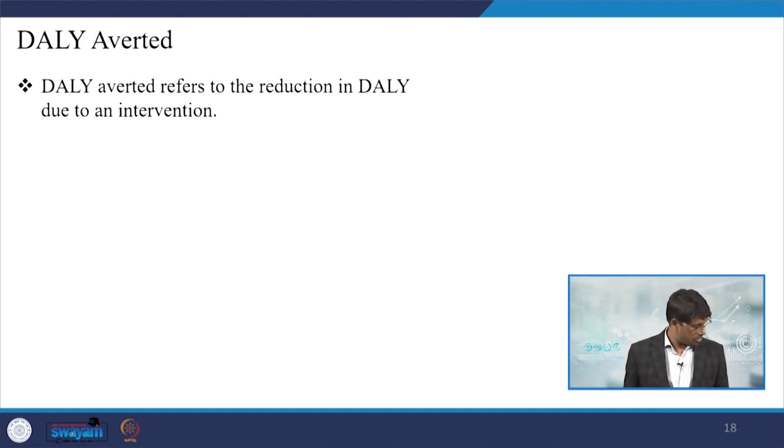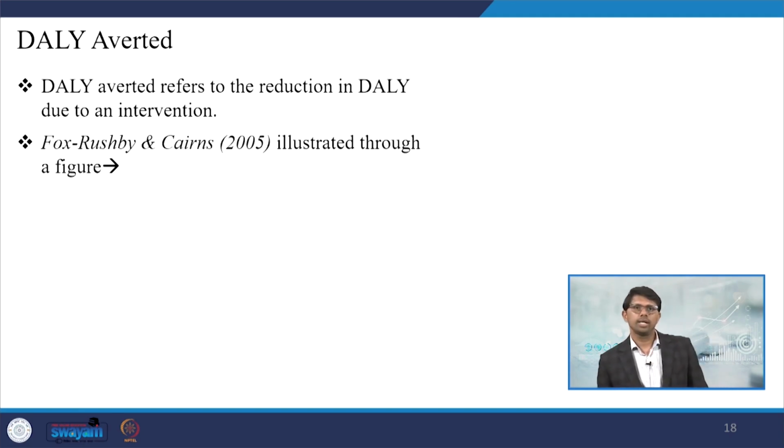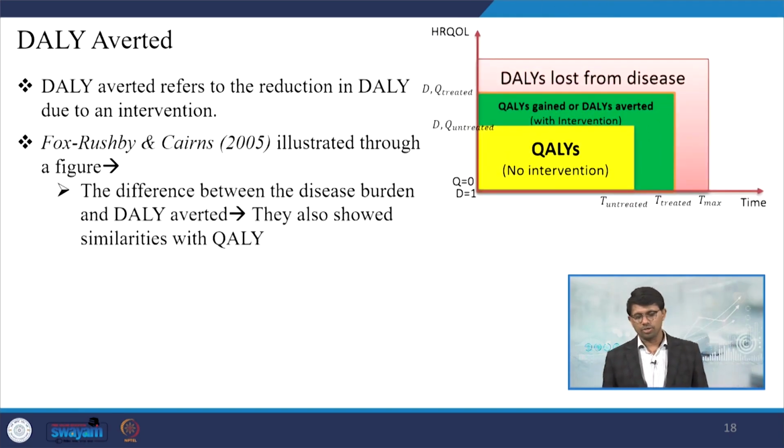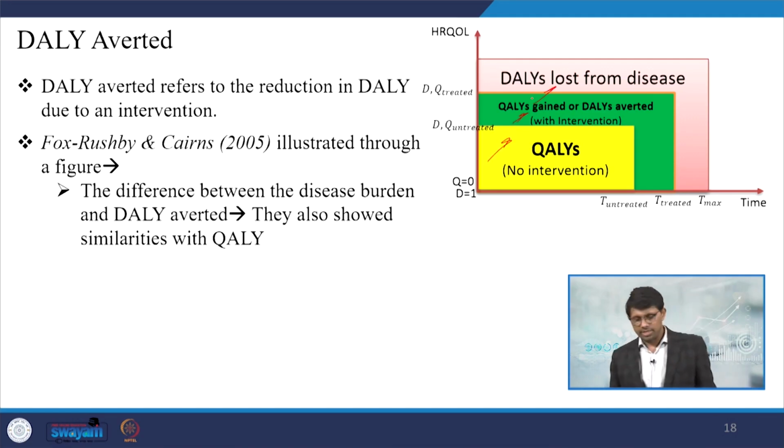DALY, we are just mentioning over here, that DALY averted refers to the reduction in DALY due to an intervention. Fox-Rusby and Cairns 2005 illustrated this through a figure. Here, QALY gains or DALY averted with intervention, then DALY is lost from disease. In different time indicators, you can see with the interventions you will see higher indicators, ranging from the Q and D is given.